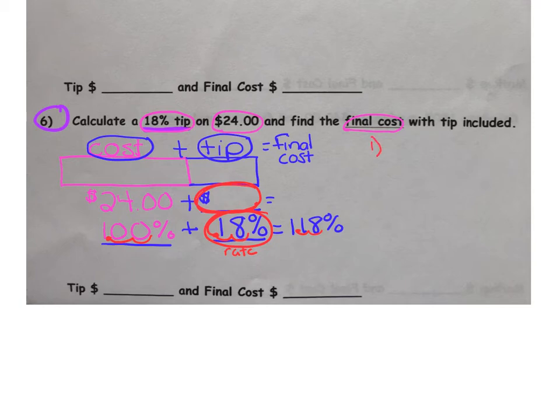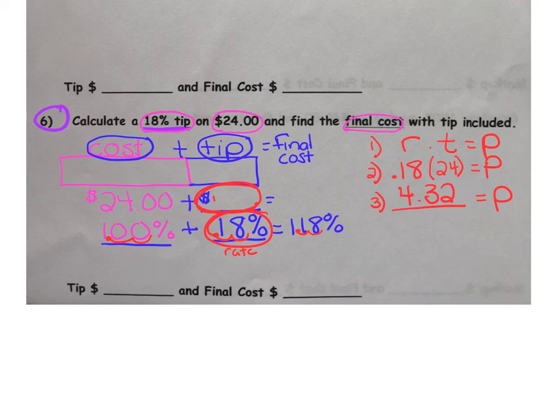Here we go. Jot down the formula R times T equals P. We know it's 18 hundredths times $24, or 18 cents for every dollar. Take a moment, punch that into your calculator, and calculate the tip. You should have gotten $4.32. That's your tip.